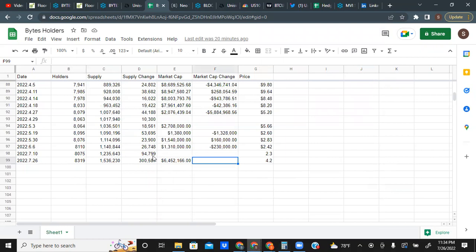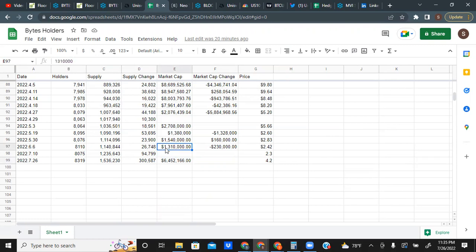So this is the reason why Bytes 2.0 is coming out. We want to make it so that there aren't this many Bytes tokens coming into circulation. So we'll definitely keep an eye on this total supply. And obviously the market cap is important.